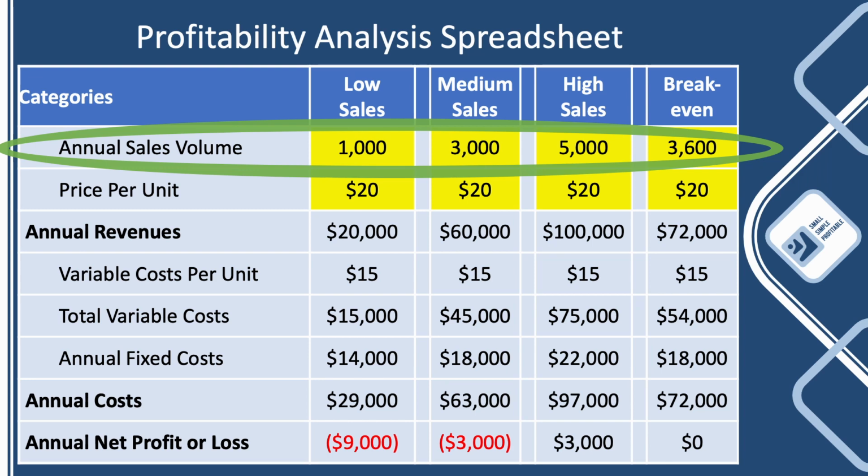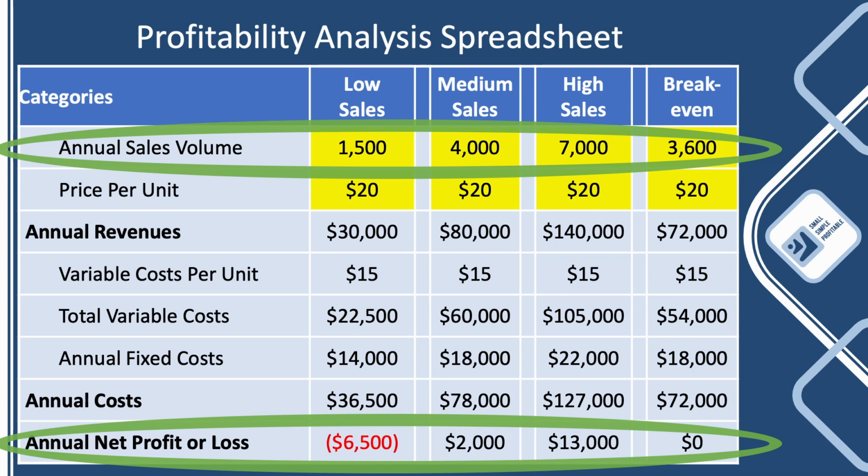Take a hard look at your low, medium, and high sales projections and see if you can come up with good ideas to get more customers with less effort. Let's look at what happens to this financial model if we increase our low sales projection from 1,000 to 1,500, our medium sales from 3,000 to 4,000, and our high sales from 5,000 to 7,000.